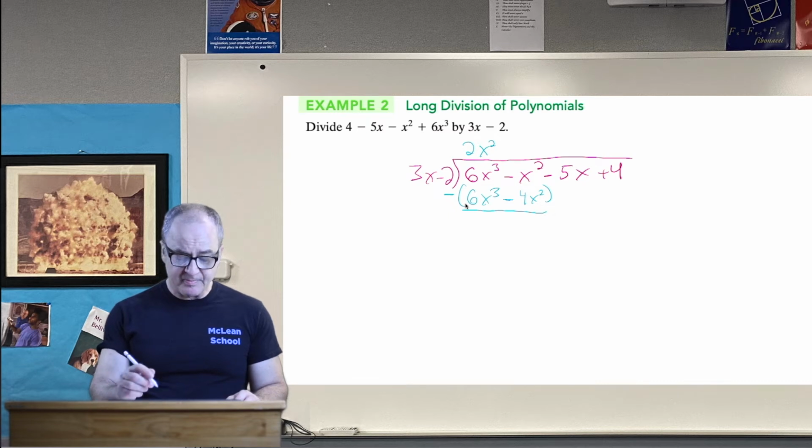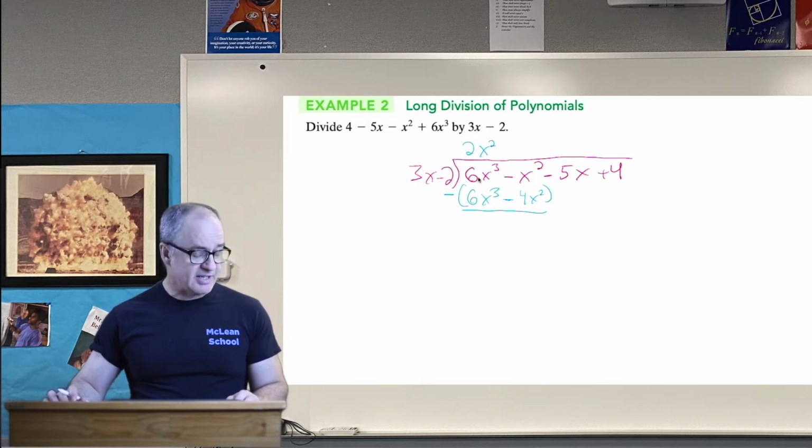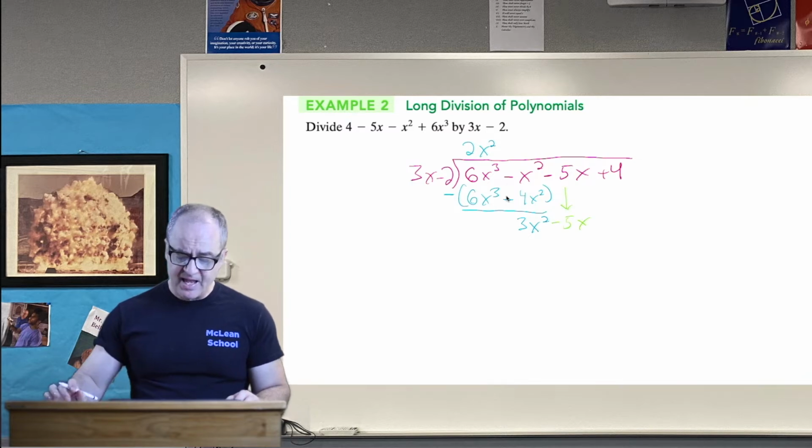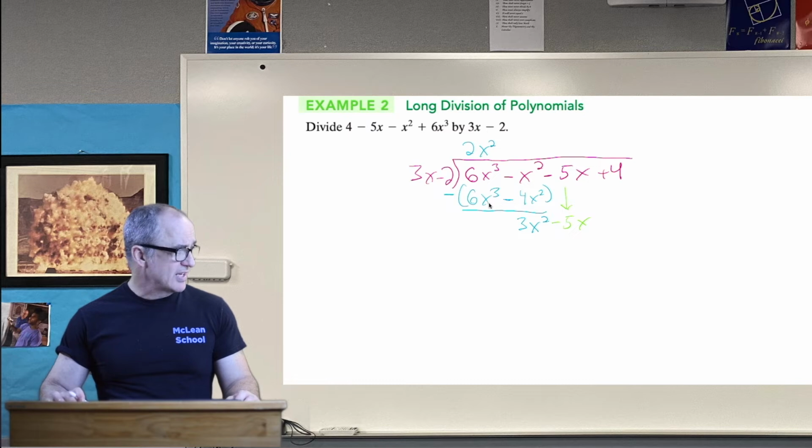So now, the 6x cubed minus the 6x cubed is 0. Good, that was the plan. The negative x squared minus negative 4x squared, well, that's like a plus, so that should get me 3x squared here. Next step, bring down the minus 5x, and then ignore the minus 5x for a moment.